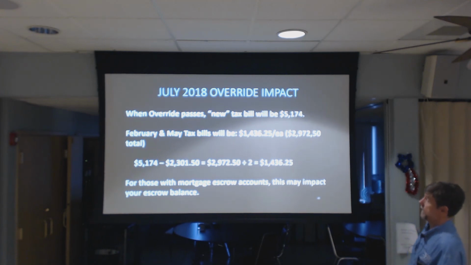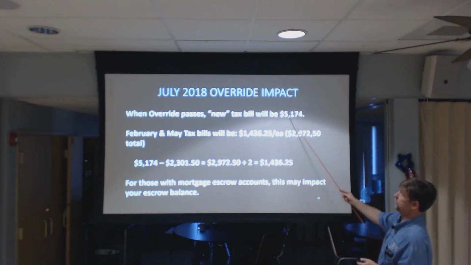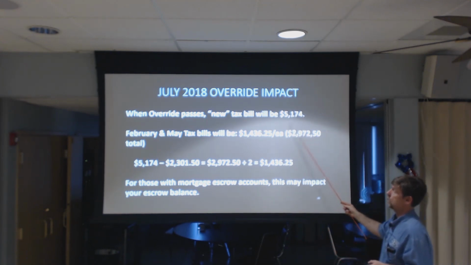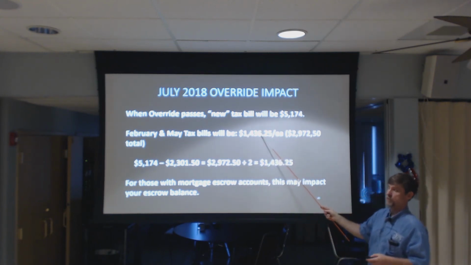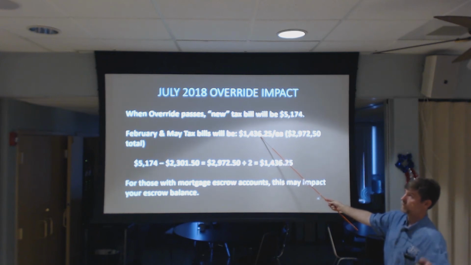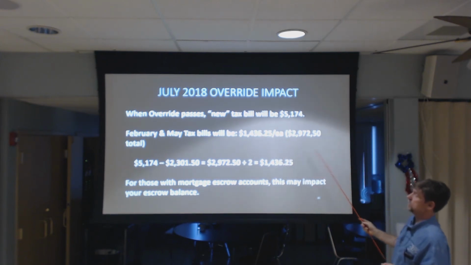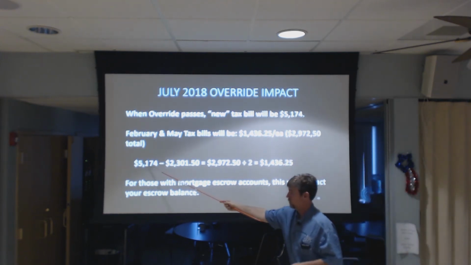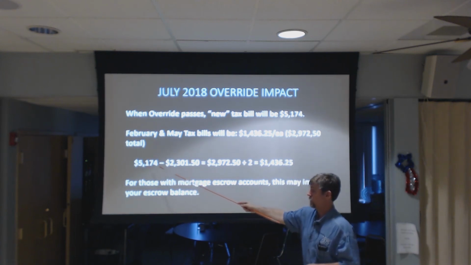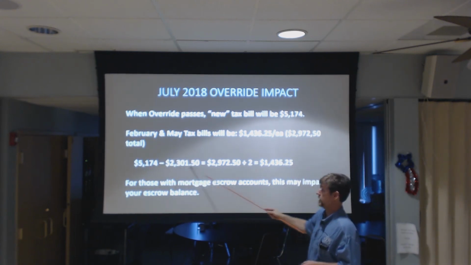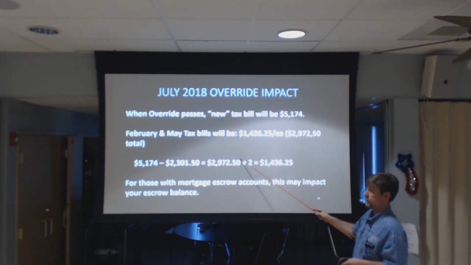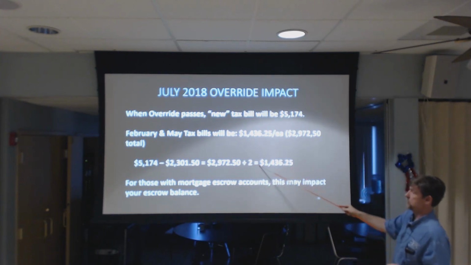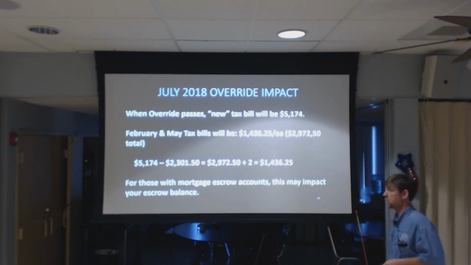So they're going to see a quarterly tax bill of $1,105. But when the override passes, their new tax bill would be $5,174. So February and May's tax bills would actually be $1,436, not the $1,100, because the new amount of $5,174 less what they've already paid in the preliminary leaves a balance of $2,972, which divided by 2 is $1,436.